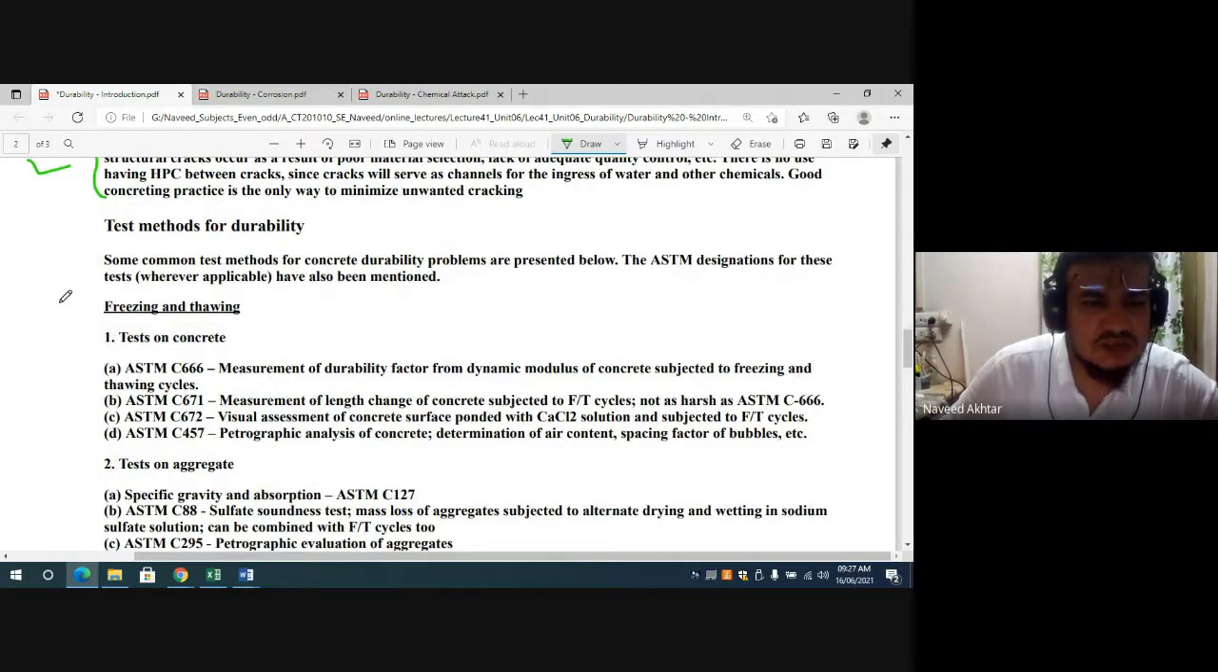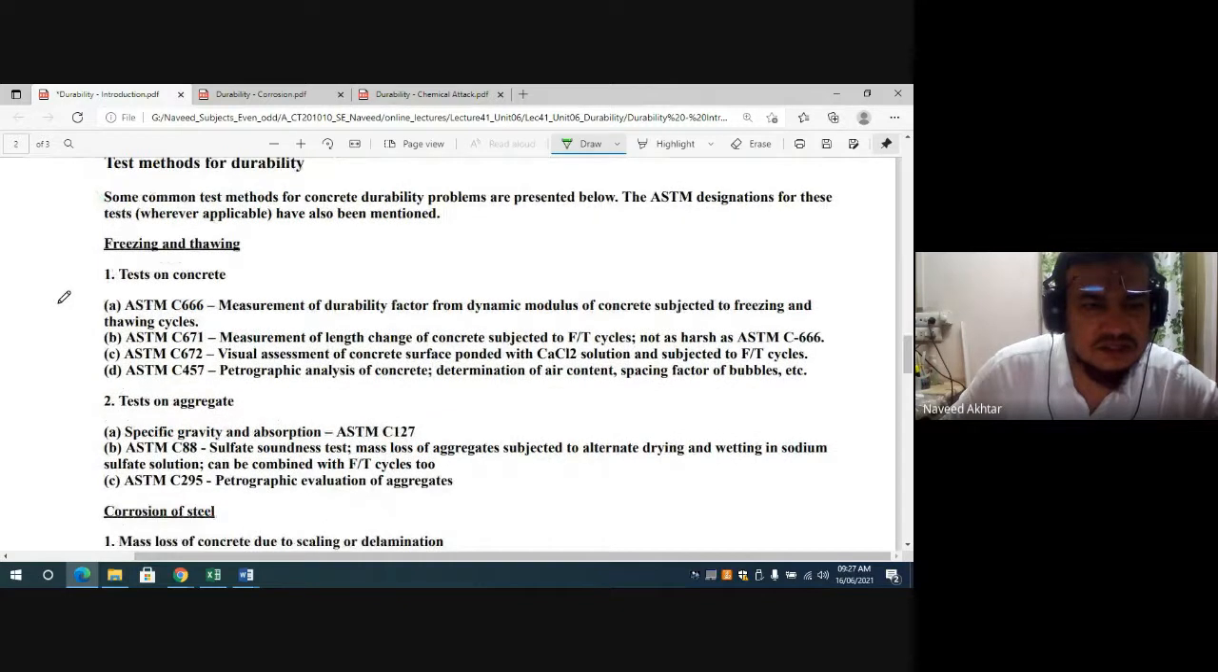Then the test methods for durability. There are many test methods for durability. Measurement of durability factor from dynamic modulus of concrete subjected to freezing and thawing is ASTM C666. This code will tell you how to measure the durability factor from dynamic modulus. ASTM C641 is for measurement of length change of concrete subjected to F/T cycles, and it also follows ASTM C666.